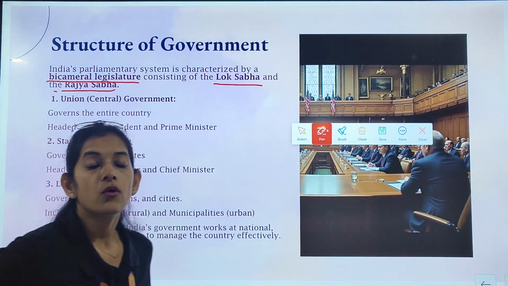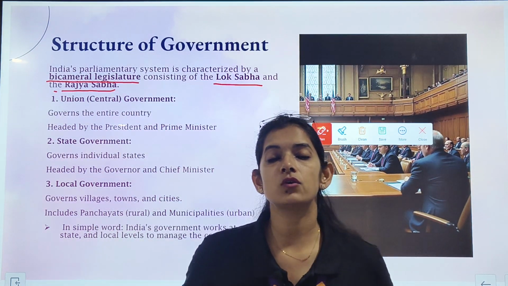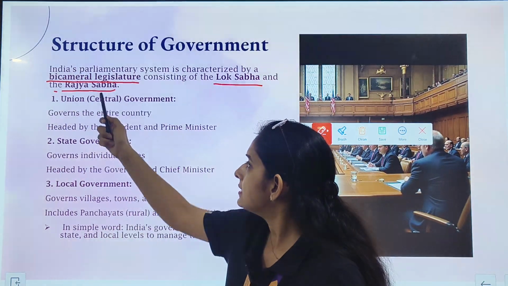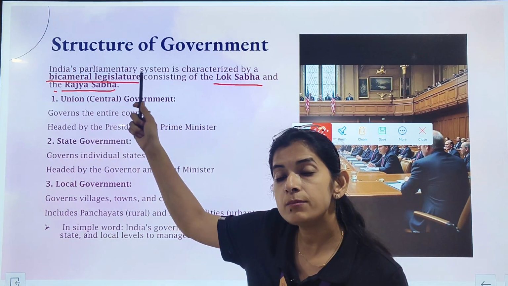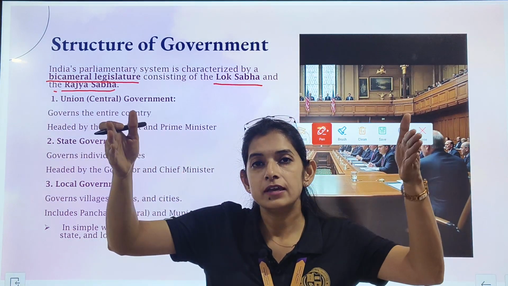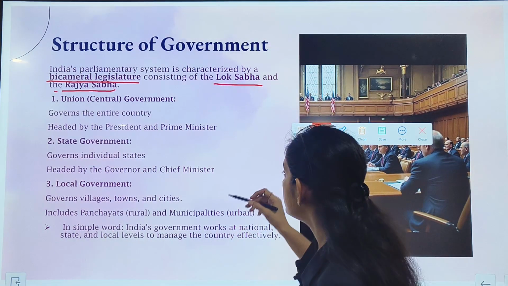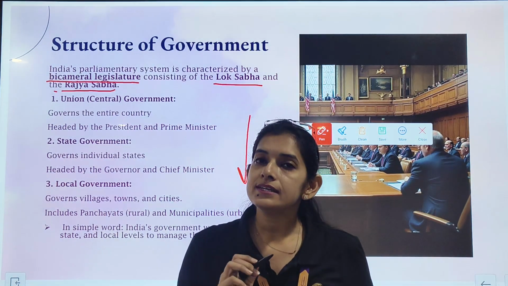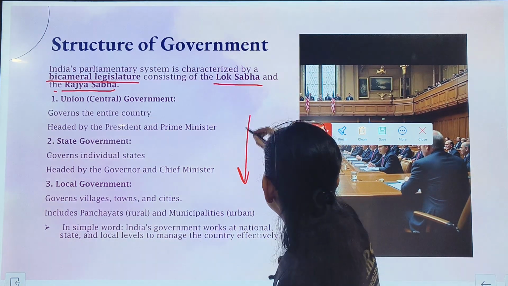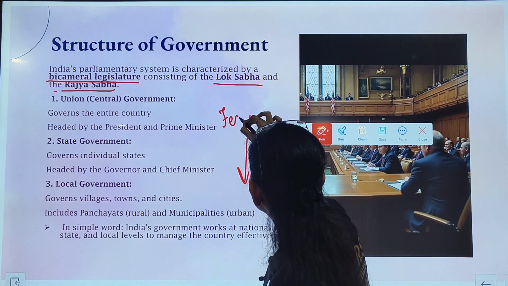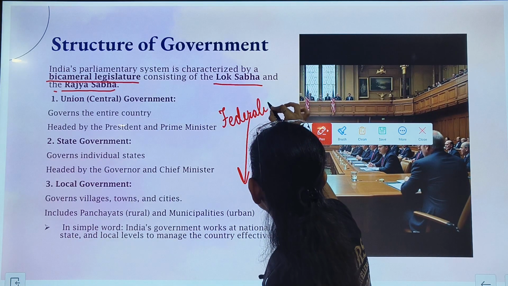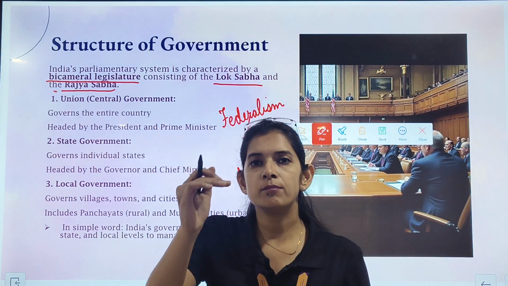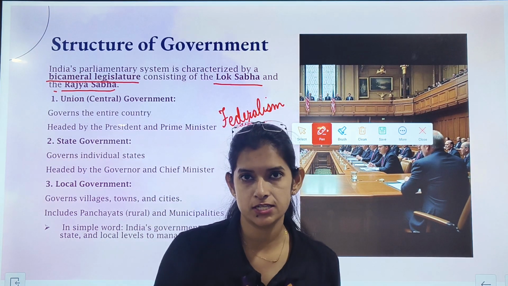Clear? Now, our government is also divided into a federal system. The bicameral legislature is the division of legislature, but it is also divided in a vertical sense. Understood? Now, what is vertical sense? It is also known as federalism. What is federalism? Federalism means when the power is divided between different levels, right?